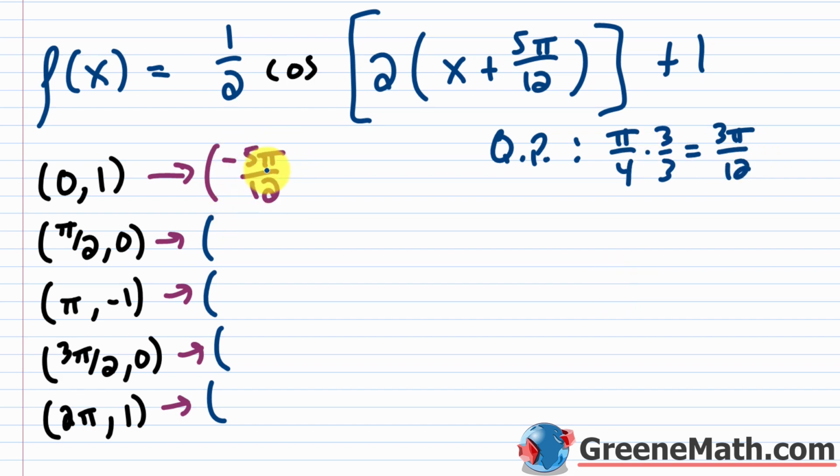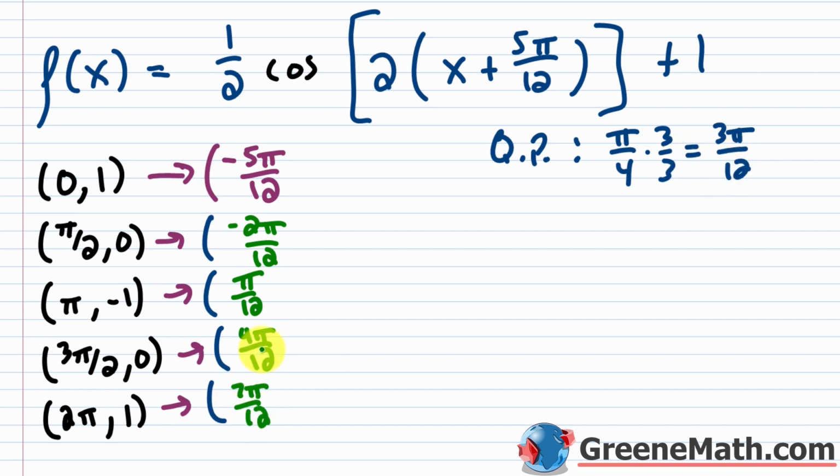Again, start here, negative 5 pi over 12 plus 3 pi over 12. That would give me negative 2 pi over 12. I know you could simplify that, but let's just hold off for a moment so we have a common denominator. So negative 2 pi over 12 plus 3 pi over 12, that would give me pi over 12. Then pi over 12 plus 3 pi over 12, that's 4 pi over 12. Again, don't simplify it yet. 4 pi over 12 plus 3 pi over 12, that's 7 pi over 12.